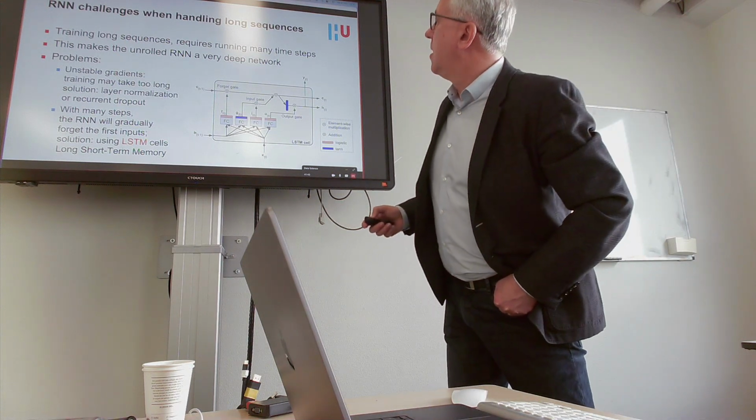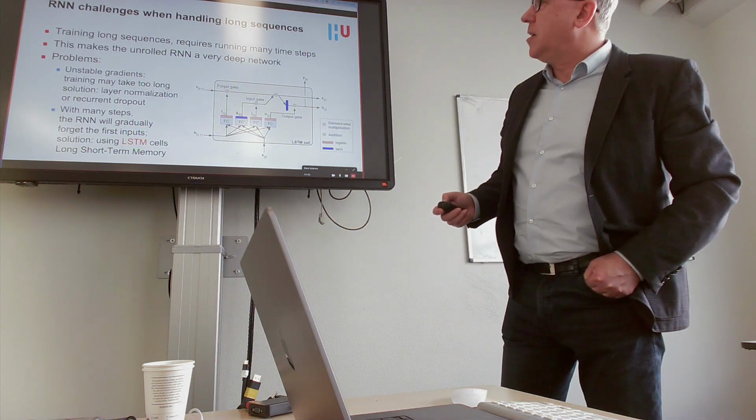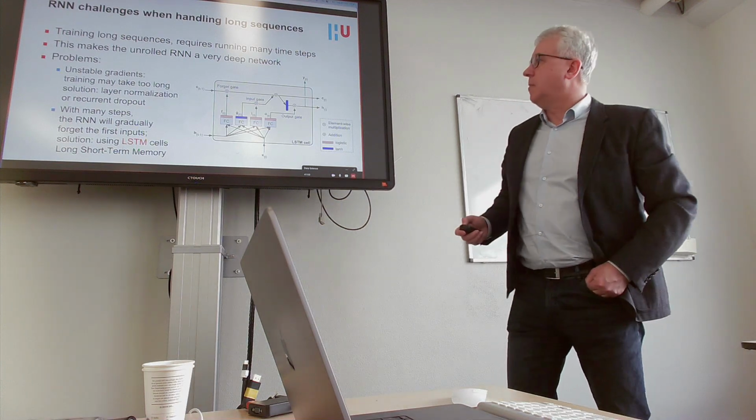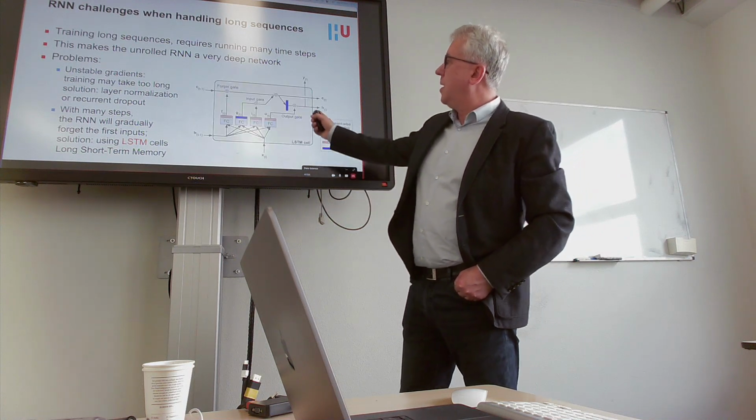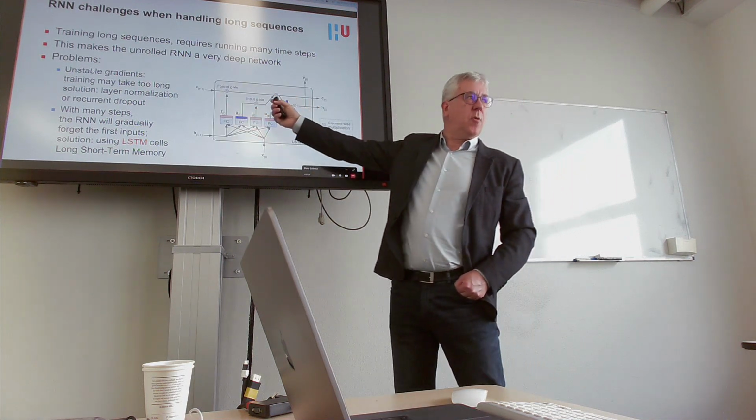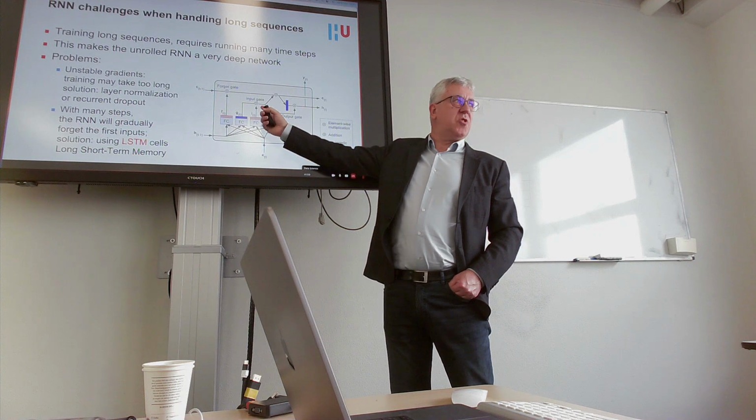What was it again? Long short-term memory, right? And how does it look? Well, it looks like this. If we open up the neuron, this is a specific type of neuron.